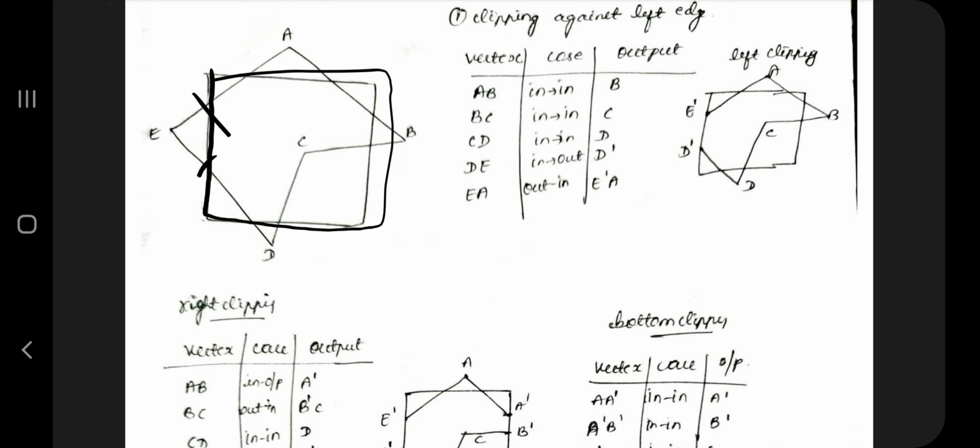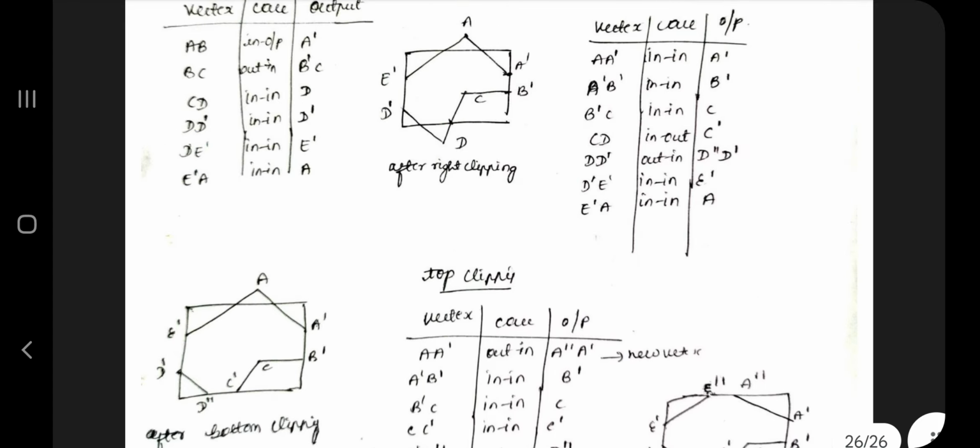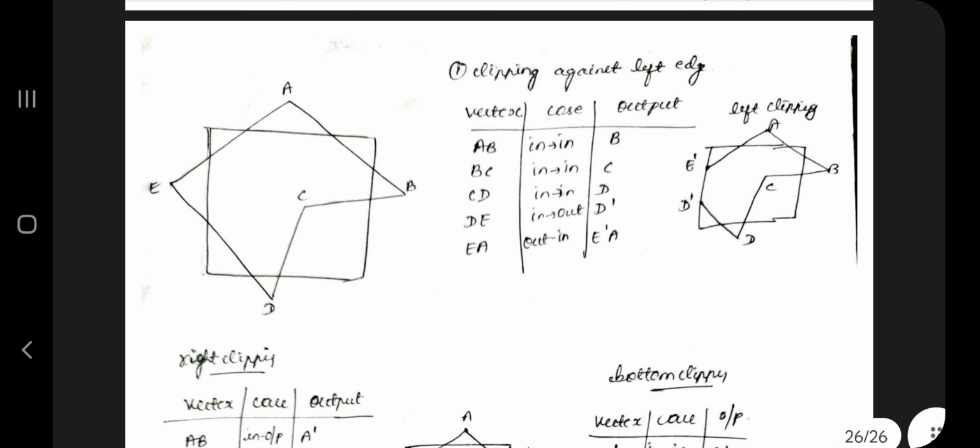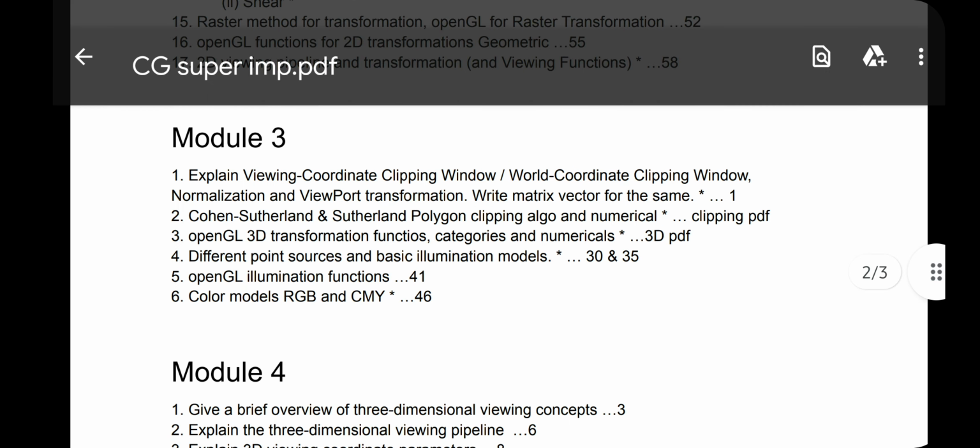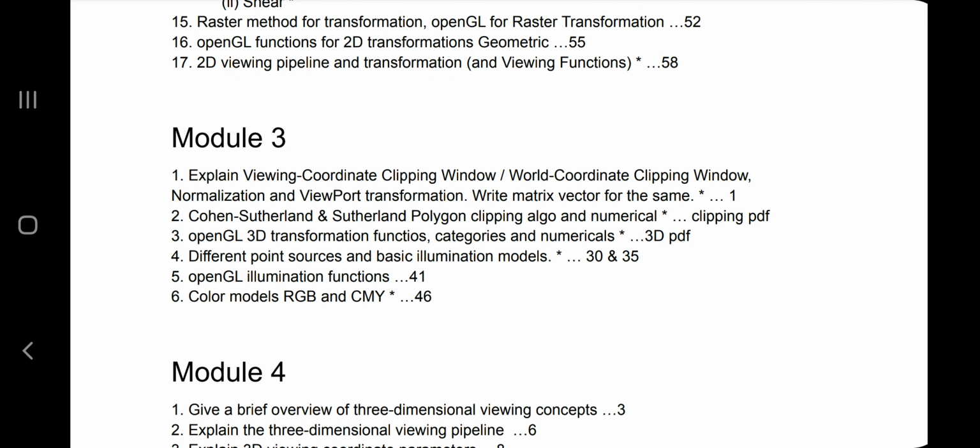So that's all there is in the polygon and the Cohen Sutherland line clipping algorithm, as well as the numerical. A very important question, don't miss it. Either one you can study, no need to study both. If you have time, study both, it will be better for you. But if you don't have time, study either one, because in the question papers they mostly ask for one or the other. Both the line and the polygon can't come in the same place.